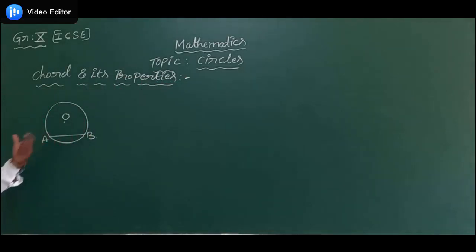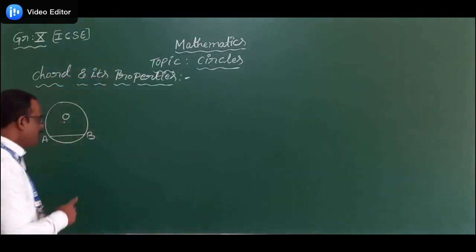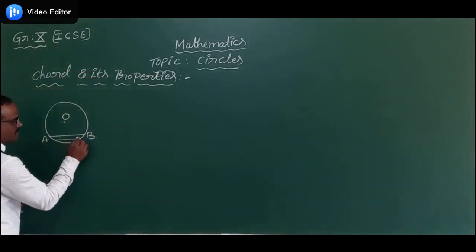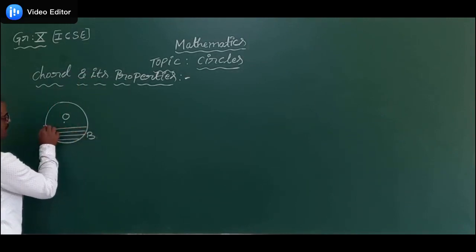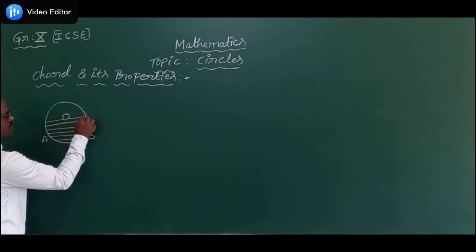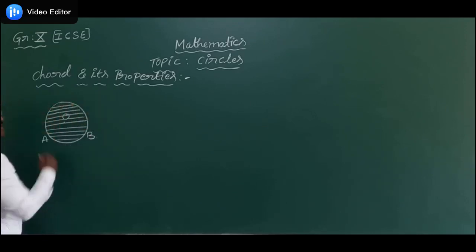Okay children, now in this same diagram we can draw n number of chords in the same circle. Look at the board children. Here, this is another chord, this is also another chord. One more, we can draw one more like this. Throughout the circle, we can draw n number of chords.